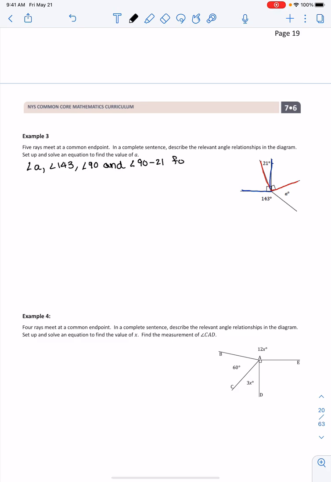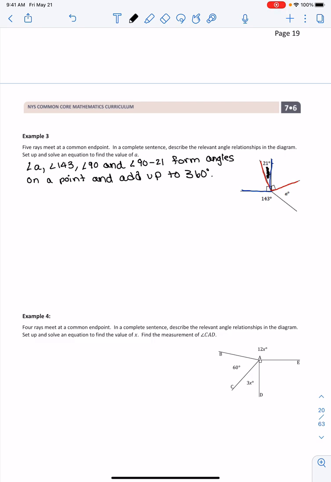And they form angles on a point and add up to 360 degrees. And the reason that this angle is 90 minus 21 is because, as I said, the one overlaps the other. So this right in here cannot be counted twice.